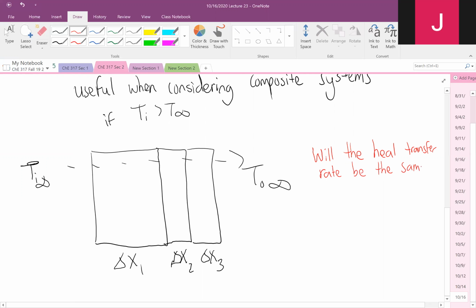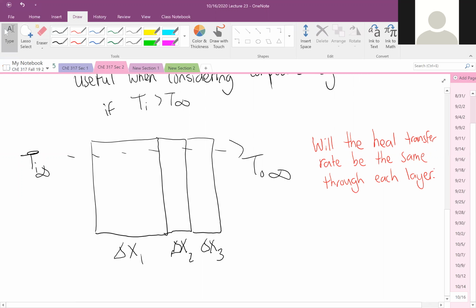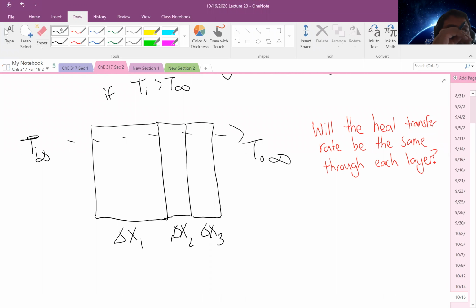Okay. I think it has to be the same, but the temperatures will all be different. Yeah, that's the right answer I'm going to go with too. Different delta Ts, but same heat flux through each layer. All right. We got some yeses, some nos.